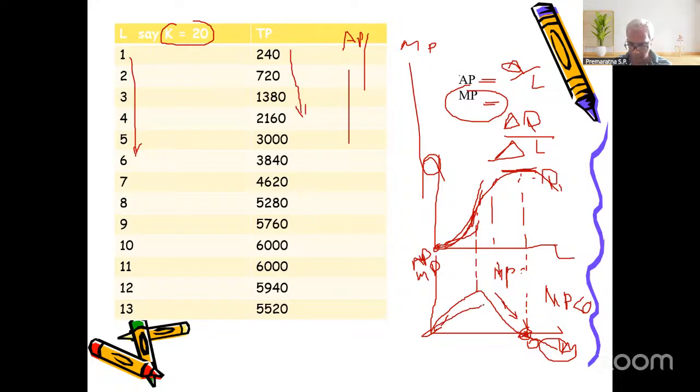When the average product comes to the maximum point, it crosses the marginal product curve here, where marginal product equals average product. In the exam, I'll ask about this relationship between these curves. So there you have to explain, draw, and everything you have to do. And mathematically, using algebra also, you have to explain.